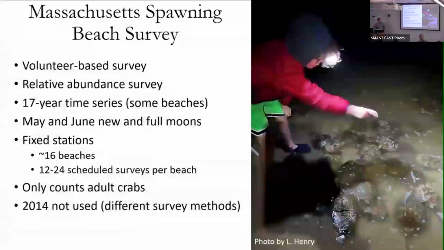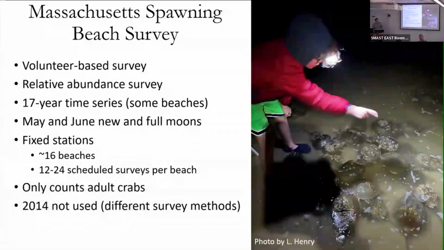Starting off, the spawning survey is a volunteer-based survey. We depend on volunteers to get this done. There's 16 different beaches where it's done now. It's a relative abundance survey, which means any one data point for one year doesn't really mean much. We need that time series to give it context over time, to compare it to those other years. The longer the time series, the more context we have.